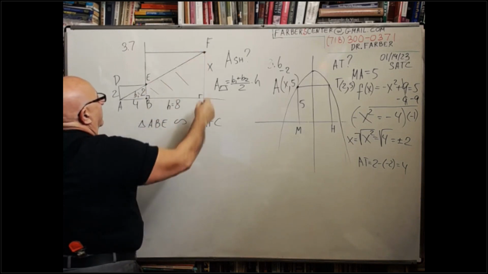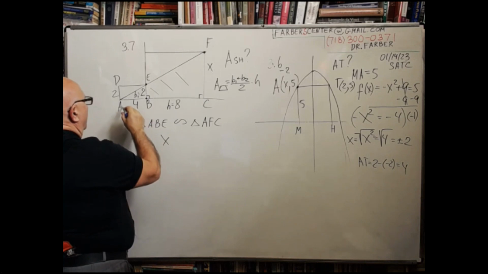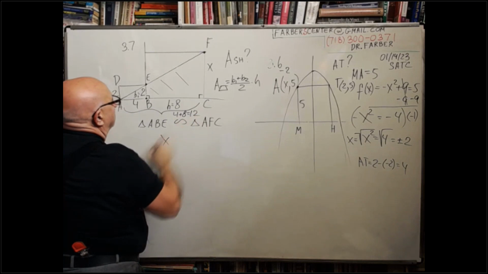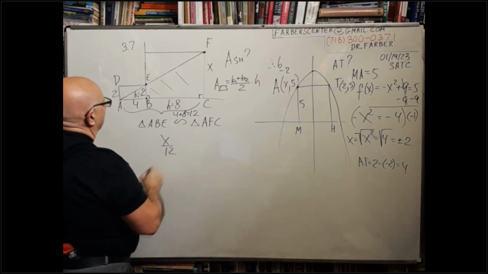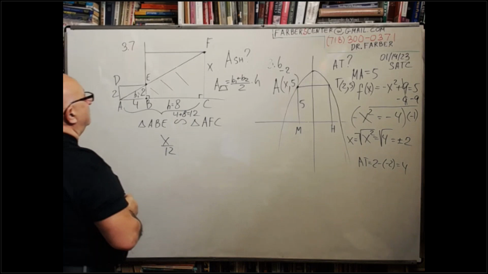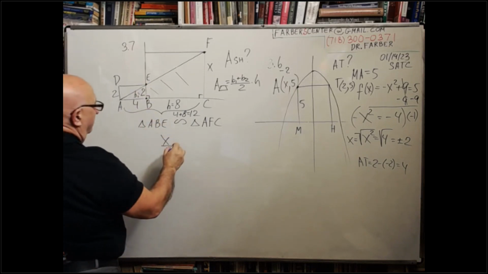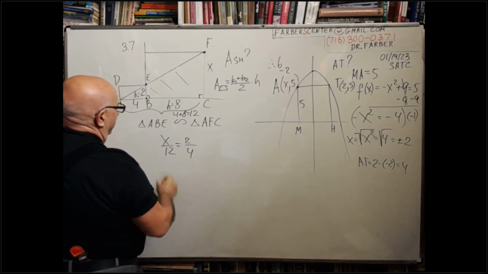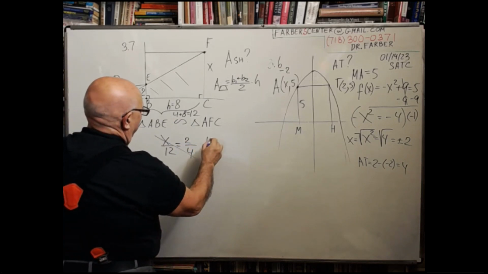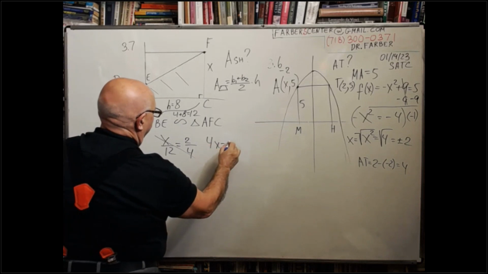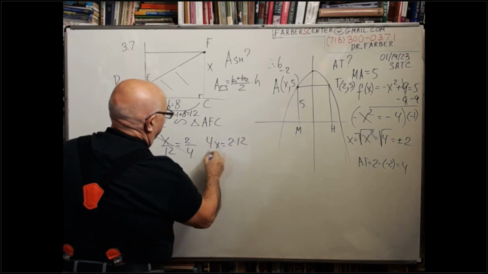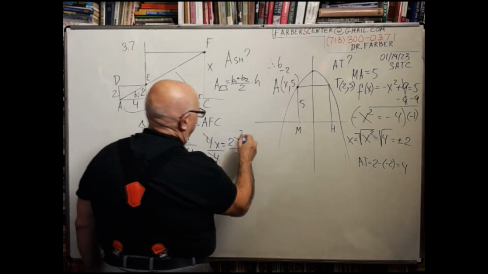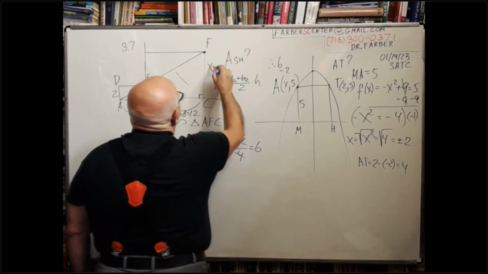For instance, X to this long side would be what? 4 plus 8, which is 12. As to the small vertical side, the corresponding side. From this, you easily get X. 4X equals 2 times 12. Divide both parts by 4, cancel out. This is 6. This is 6.